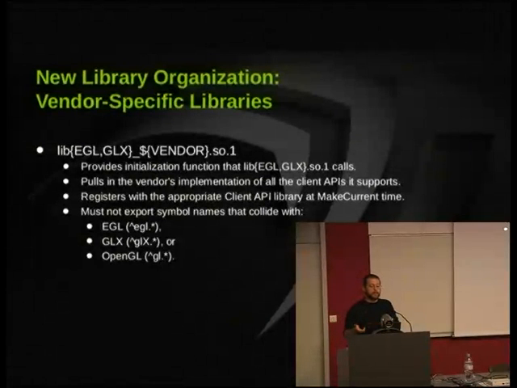Then the vendor library would register with the appropriate client libraries at make current time, and at that point the dispatch table for all of the OpenGL or OpenGL ES entry points gets plugged in. And to avoid any sort of name collisions, we can define some simple rules around not exporting any symbols from the vendor libraries that collide with the namespace of what the vendor-neutral libraries are supposed to provide.